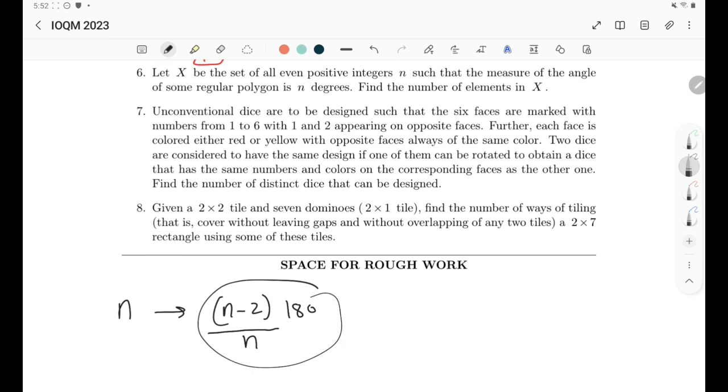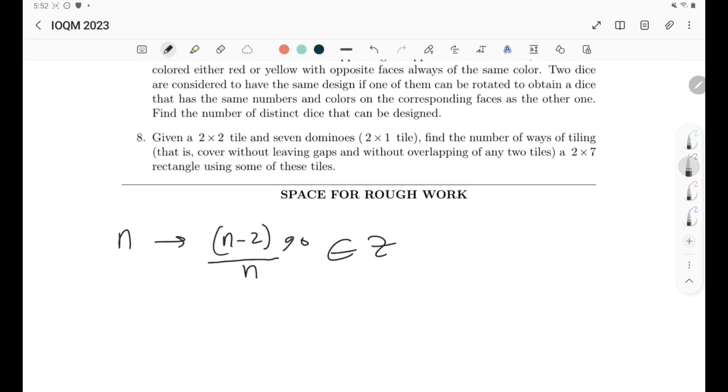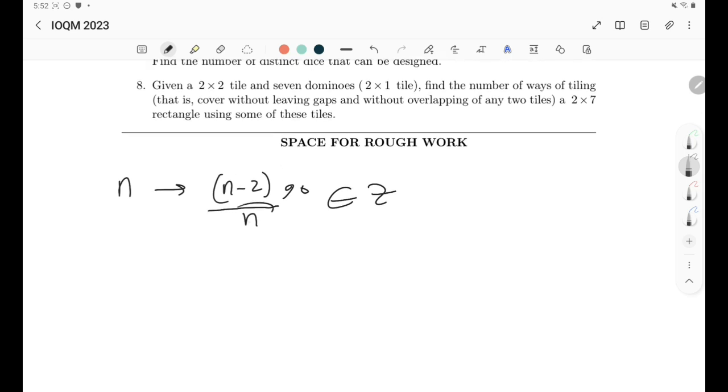How many n's satisfy that they give us something like 2 times m? Well, if you just think about it, that means that if you divide this thing by 2, then it's going to get an integer. So let's divide it by 2. We want it to be an integer, so let's cancel the 2 with this thing, so it's going to be 90. We want this to be an integer, so we want n to divide 90 times n minus 2.